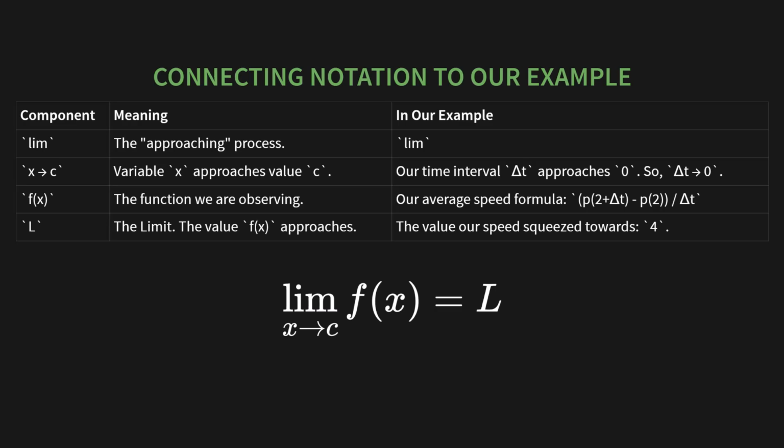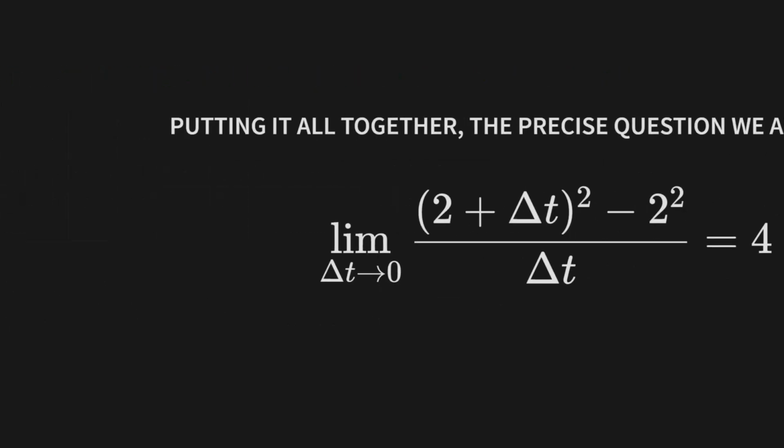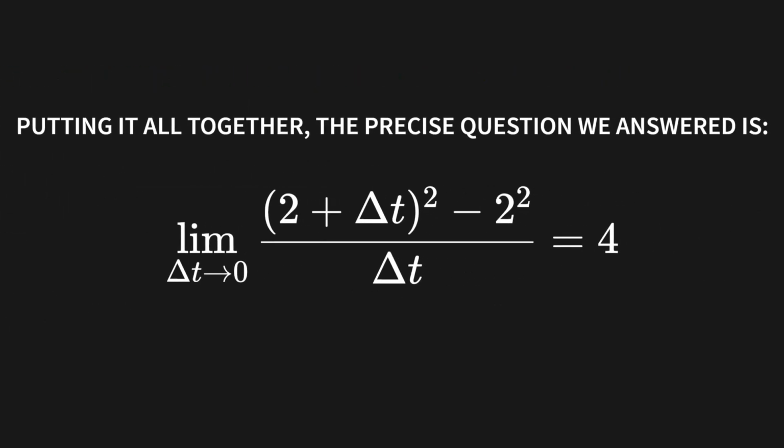Then you have f of x. That's the function we are observing. For us, that was our average speed formula: P of 2 plus delta t minus P of 2, all divided by delta t. And finally, L, the limit, the value our function squeezed towards. And what was that value? 4. So, putting it all together, the precise mathematical question we just answered is this: the limit as delta t approaches 0 of 2 plus delta t squared minus 2 squared, all divided by delta t, equals 4.